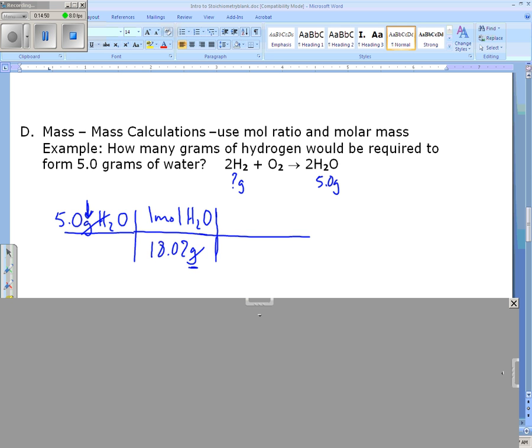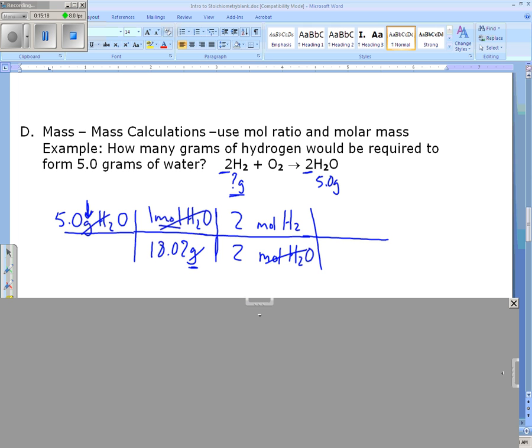Can I use mole ratio? Yes, because moles are here. So do moles of water to moles of where the question mark is. In this case is hydrogen. Fill it in with the coefficients. The coefficient for water is 2. The coefficient for hydrogen is 2. Moles of water cancel out. Now I have moles of hydrogen, but they don't want moles of hydrogen, they want grams of hydrogen. So then we need to take it to grams using molar mass.